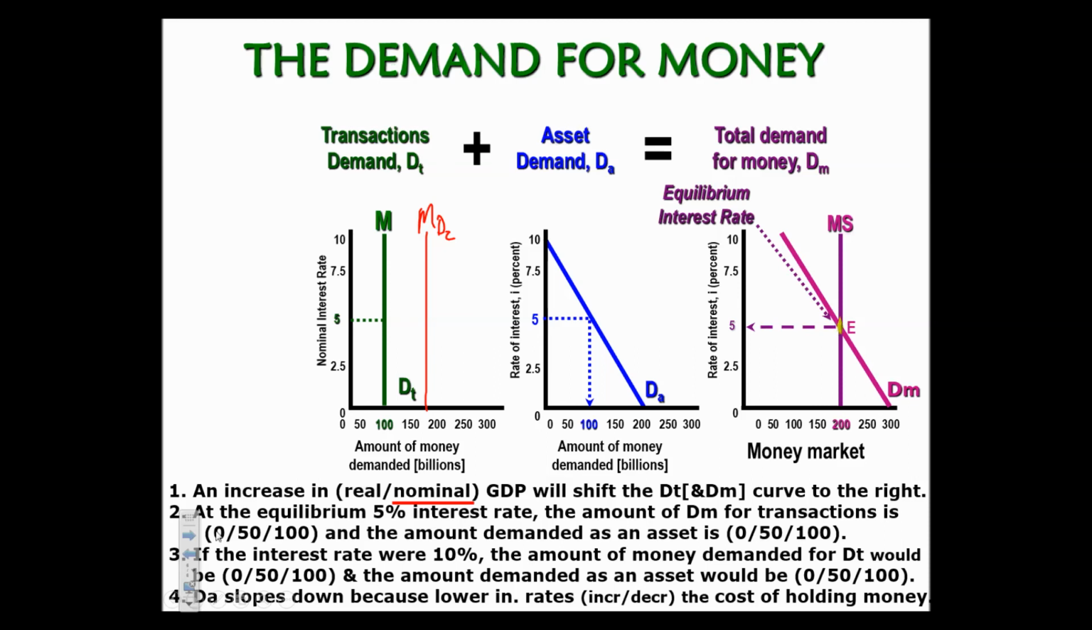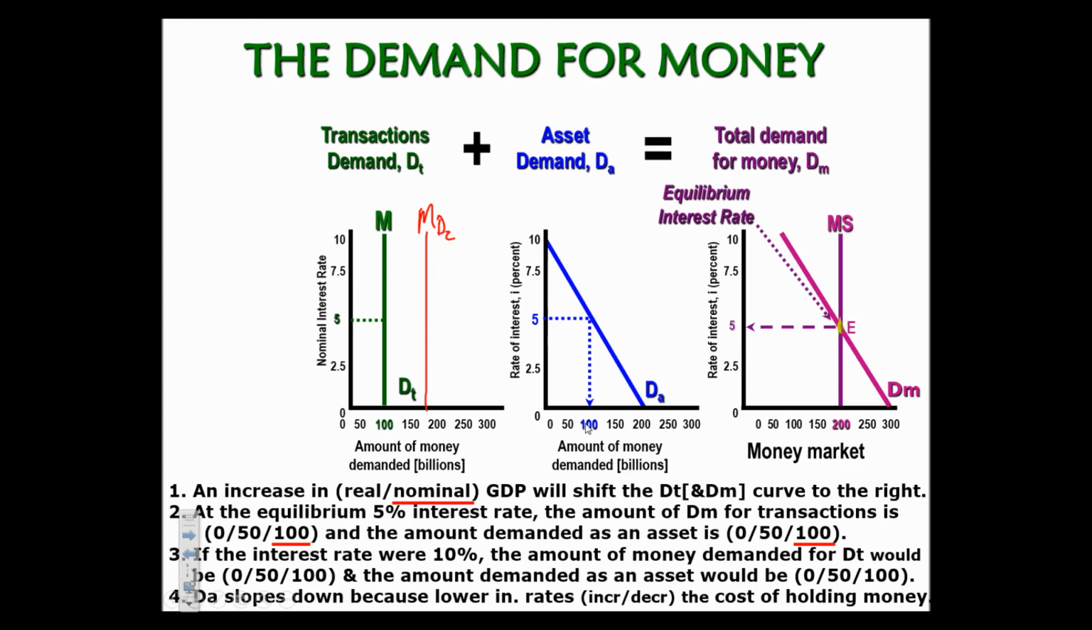Okay, just reading the graphs now. At the equilibrium 5% interest rate, the amount of money demanded for transactions is 100. So that's just looking at these interest rates. The transaction demand curve is completely oblivious to the interest rate. It doesn't matter what the interest rate is, it's always 100. On the asset side, though, at the 5% interest rate, you're going to see that 100 is demanded as an asset there. So that means the total demand for money at the 5% interest rate would be 200.